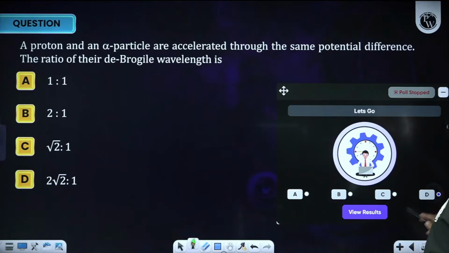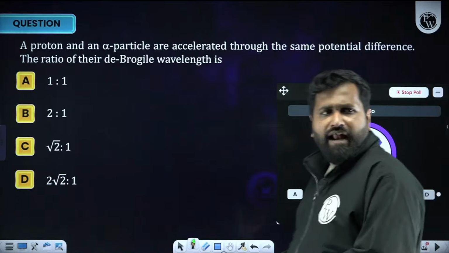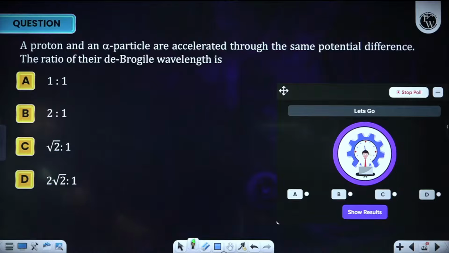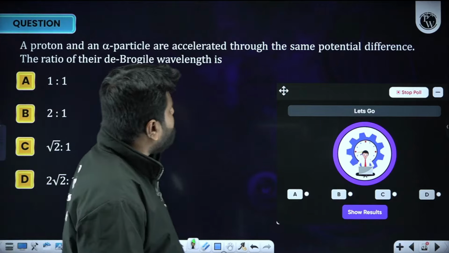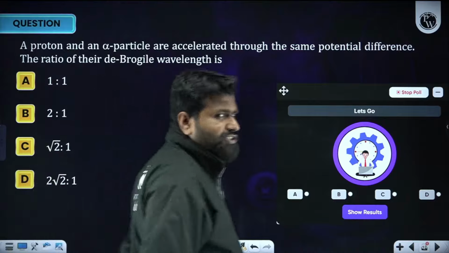Yes, option D. A proton and an alpha particle are accelerated through the same potential difference. What is the ratio of their de Broglie wavelength? So just a direct formula based question.